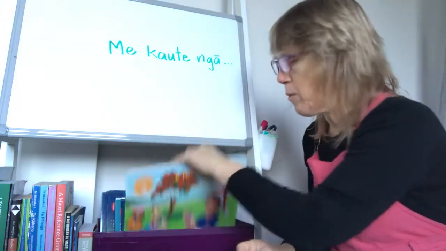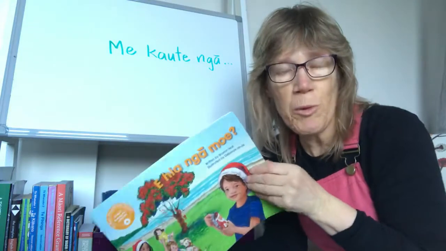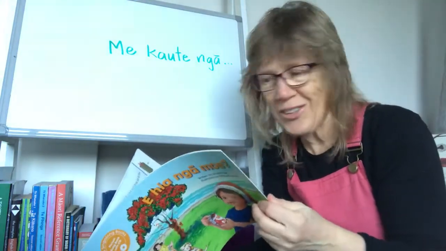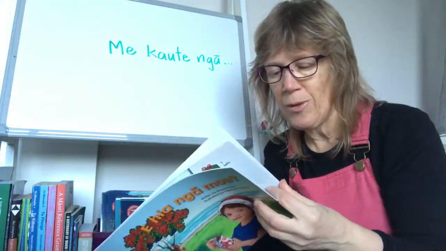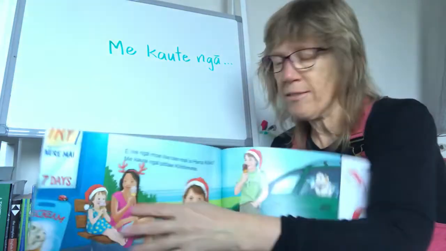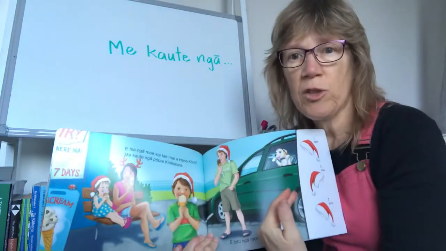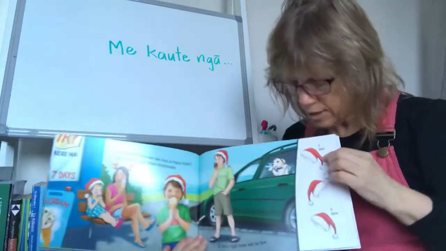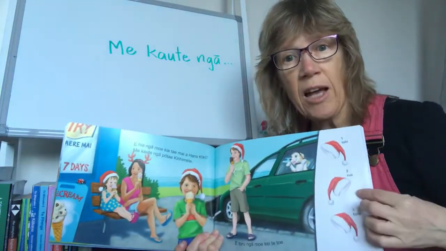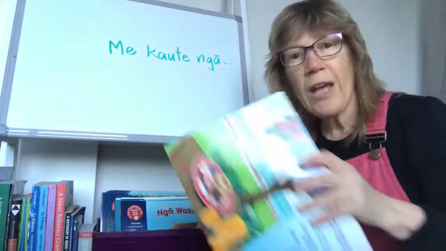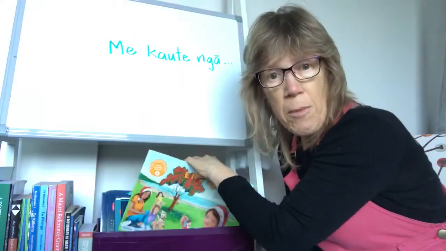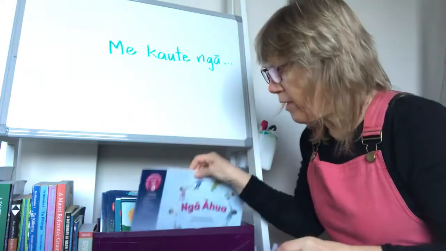And then the other book that we've got it in is our Christmas book. When you're getting closer to Christmas, you might like to use this in the same way. So this is me kaute ngā on this page, for example, pōtai kirihimete, let's count the Christmas hats, tahi, rua, toru.